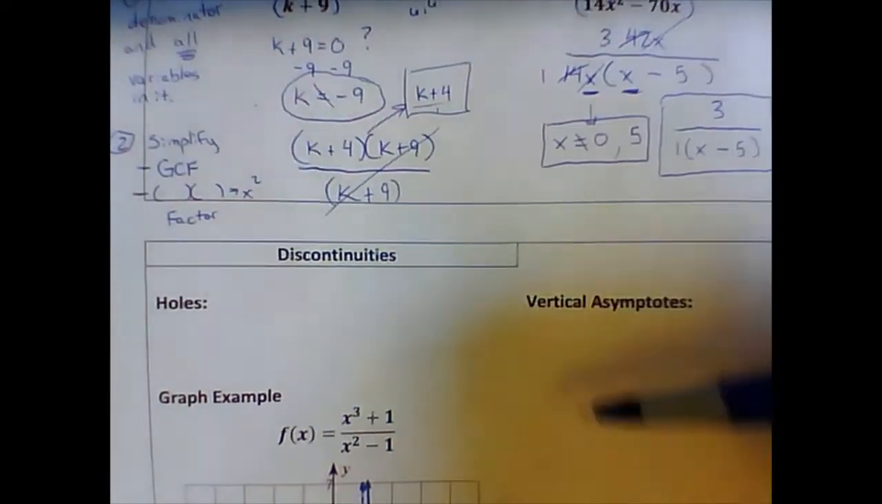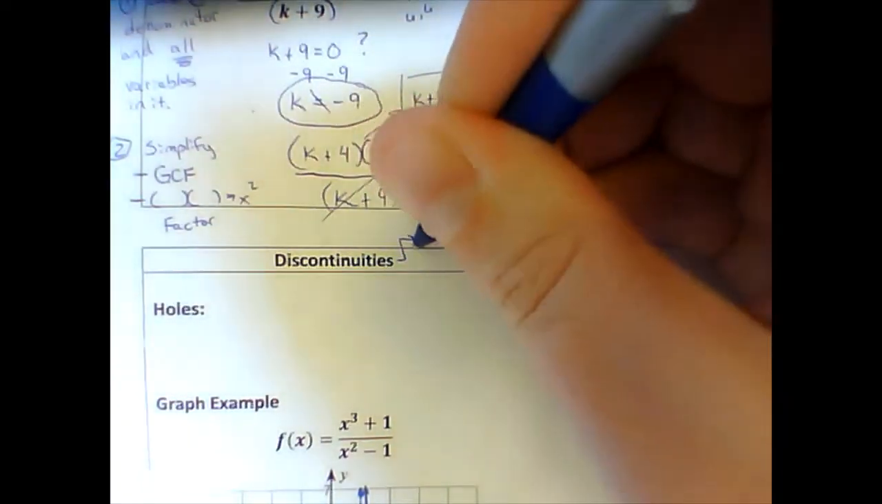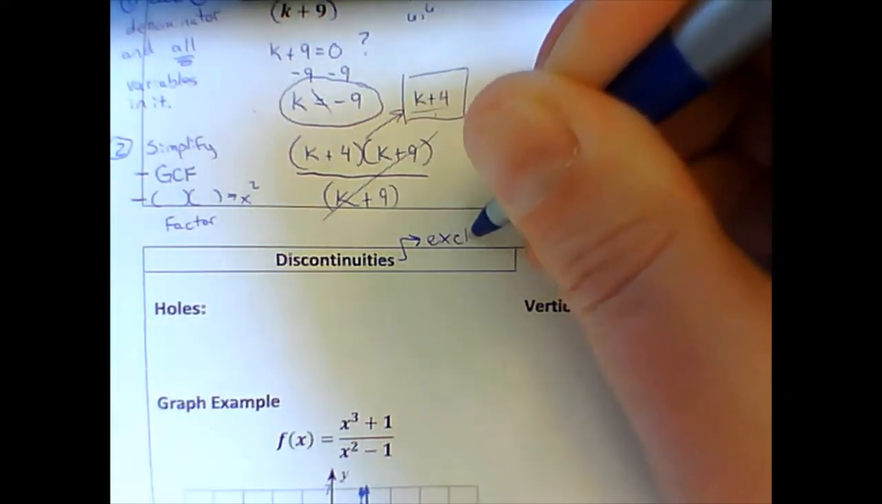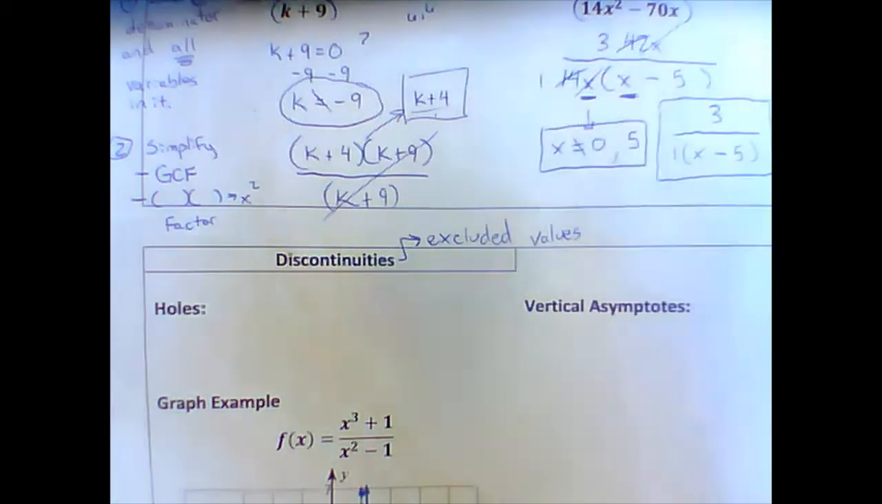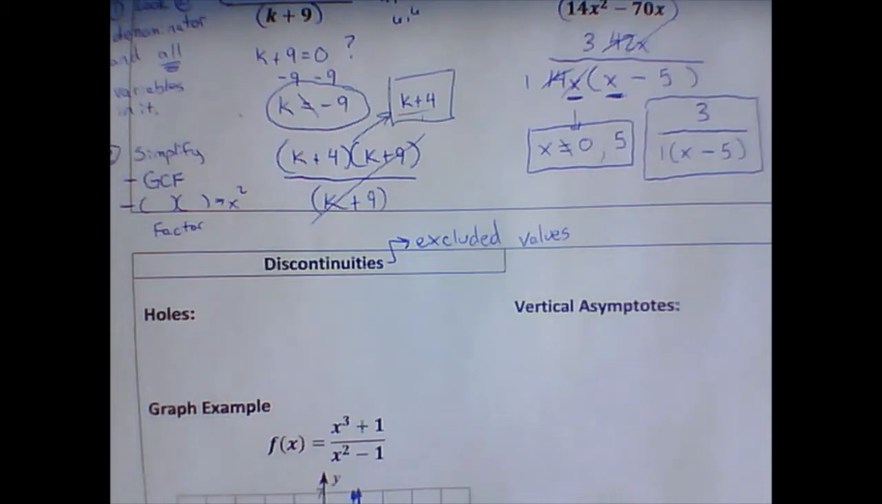Okay, so just to kind of give you a definition here, a discontinuity, it is an excluded value. Okay, and you actually find them the same way. So we're going to be repeating what we did in the first part.